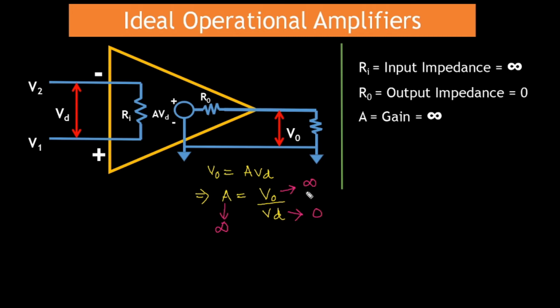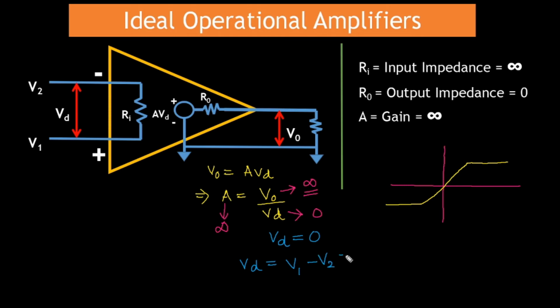Now the value of V0 cannot be infinity. Why? Because in our transfer curve, we saw after a certain voltage, the output saturates. So it cannot reach infinity. Therefore, the only option available to us is that the value of Vd should be equal to 0. Now we know Vd is the difference between these two input voltages. If Vd equals V1 minus V2, this should be equal to 0 in case of an ideal op amp.